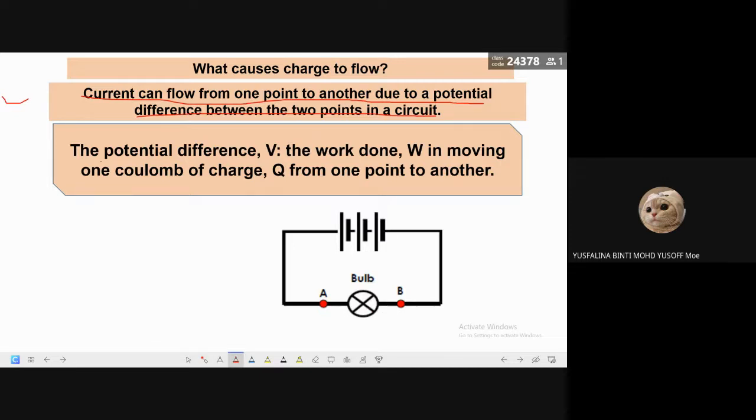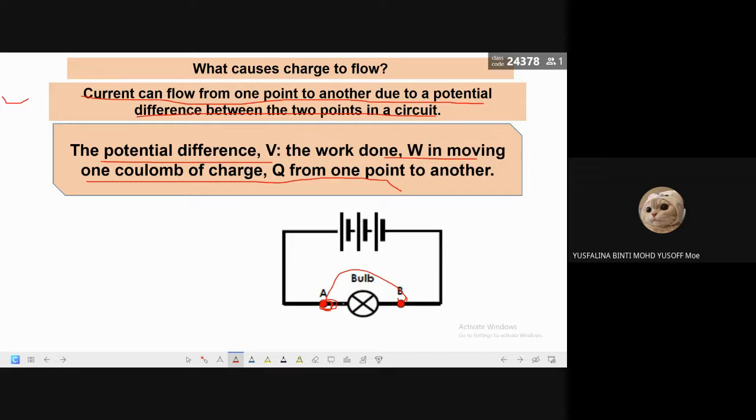So what does it mean by potential difference? It's actually the work done in moving 1 coulomb of charge Q from one point to another. Let's say I want to move a point, the point is the charge, 1 coulomb of charge at A. I want to move it to B, right? So if I want to move it to B, it means the work done: how much work do I need to do to move the charge from A to B? That is called the potential difference.